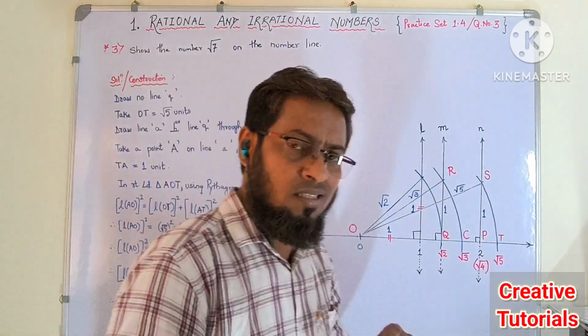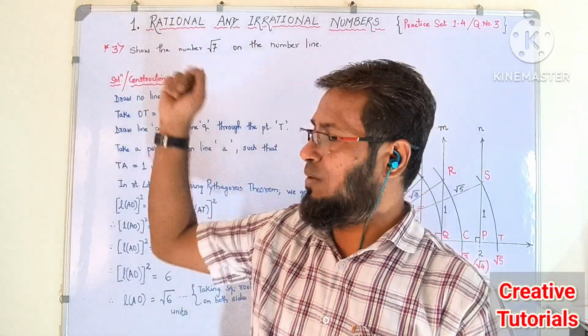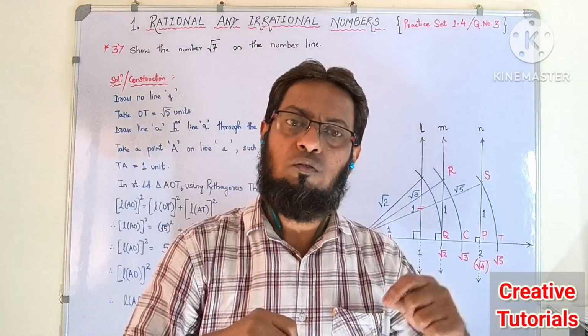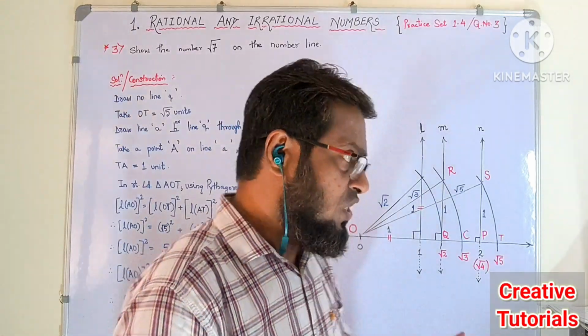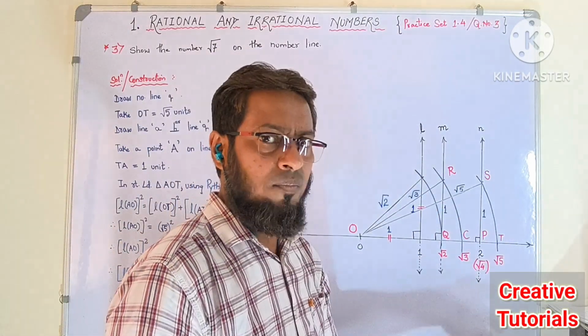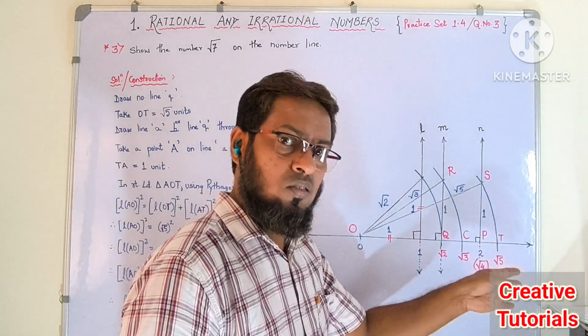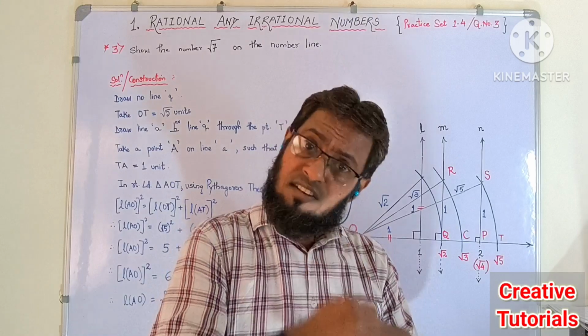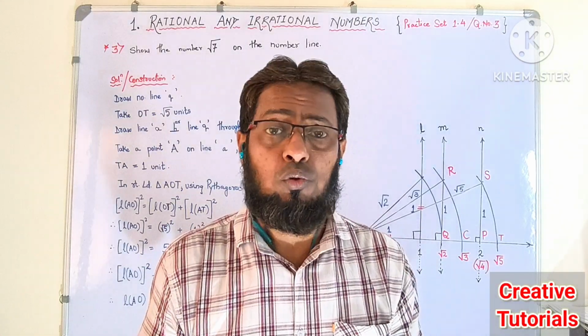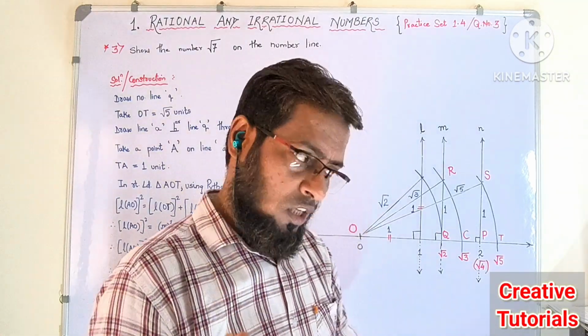And that is the reason why this question has got a star mark, because in one question they are asking you two constructions. That means first we will do everything to show root 6 on the number line, and after we have finished showing root 6 on the number line, we will carry on with our procedure to show root 7 on the number line. Okay, come on, let's do it.